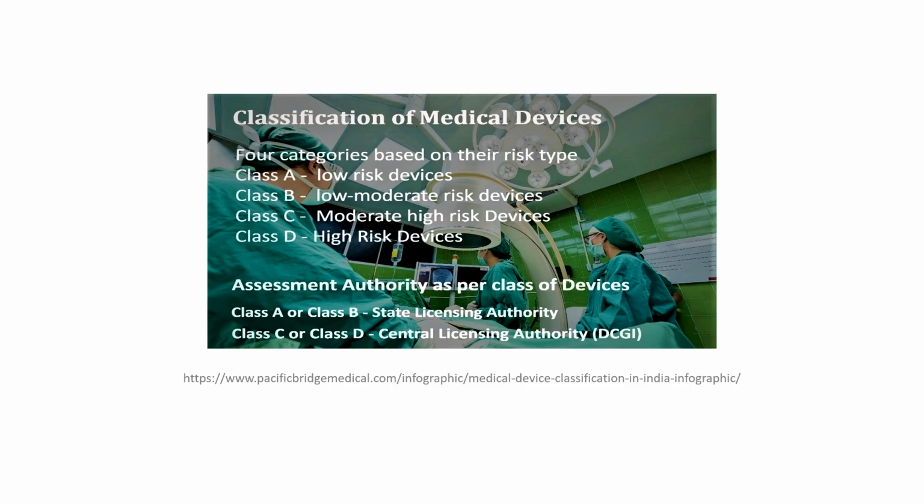So, the assessment authority as per the class of devices is class A and class B are usually assessed by the state licensing authority, right. So, there are several state licensing authorities which come under the purview and have collaboration with CDSCO and the Ministry of Health and Family Welfare. Like, they look at the class A and class B devices, their authorization, and class C and D devices are kind of looked upon by the DCGI, which is a central licensing authority, right.